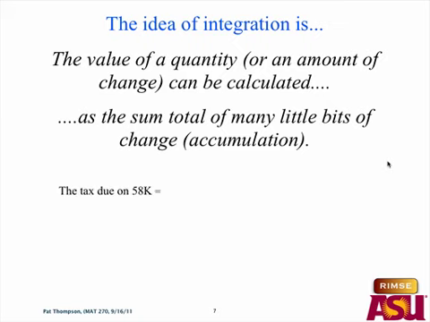So remember, tax due on 58,000. 2 different ways. The value of the tax function at 58,000, or the sum of lots of little changes in tax due. Which of these represents the idea of integration? The left or the right? The right. This is the idea of integration. We're adding up a bunch of little changes in tax to get the total amount due.